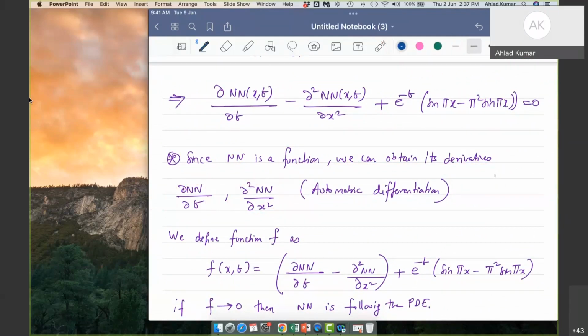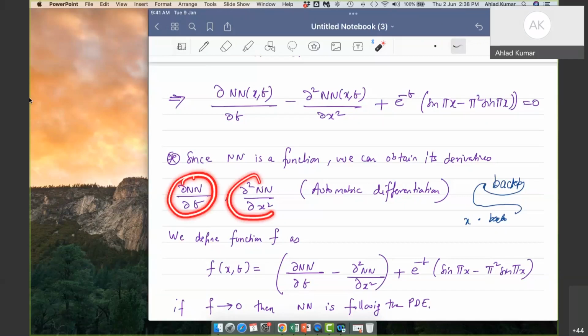If you apply backpropagation once, it will give you a value, and then you can use this value again in the backpropagation function to get the second derivative. So it's very easy to get higher order derivatives as well as the single derivative with respect to time using the automatic differentiation scheme available in TensorFlow and in PyTorch. You can easily use it to get these values.